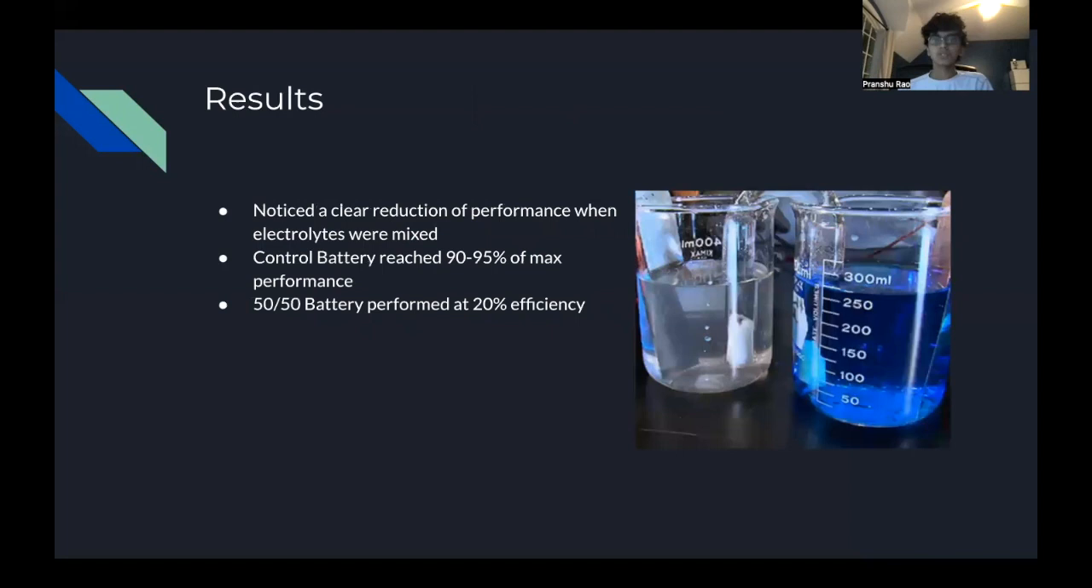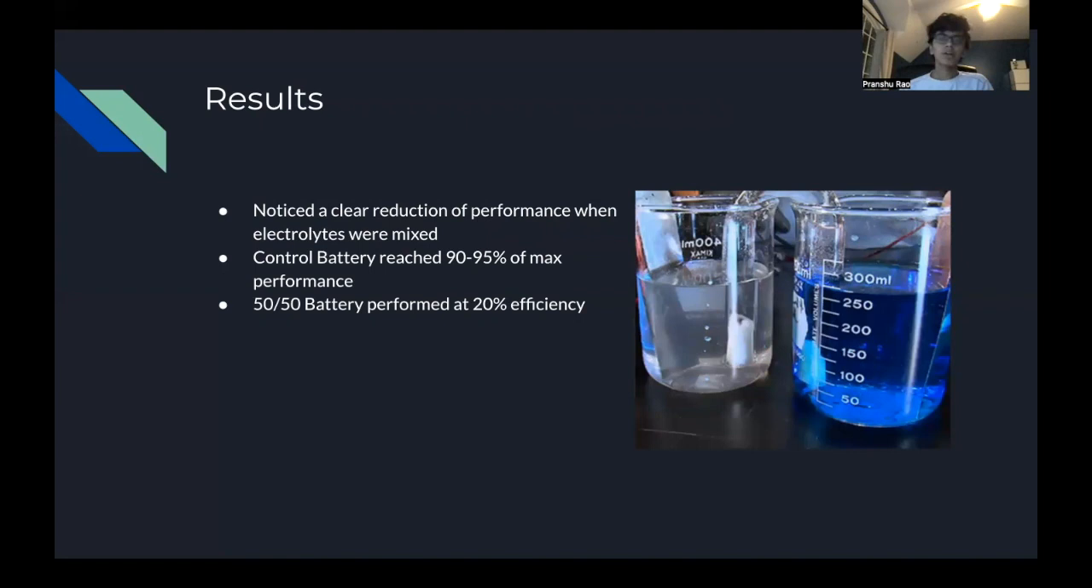My results: we noticed a clear reduction of performance when electrolytes were mixed. It was an almost linear relationship until it reached 50-50. After that, it rebounded back up, and you could see a curve like an absolute value function when it hit the 50-50 mark. At 50-50, you almost lost 80% to heat, as the electrolytes would interfere with each other from reacting.